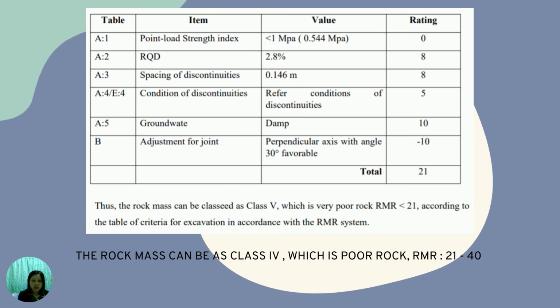Sorry, this one is not. So the rock mass can be classified as class 4, which is a poor rock, RMR 21 until 40. This is the true one. So for this condition, it is poor rock.